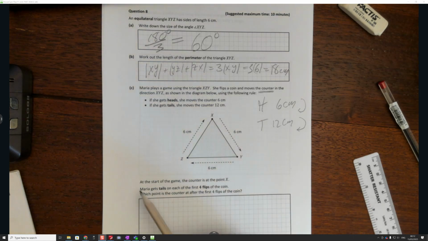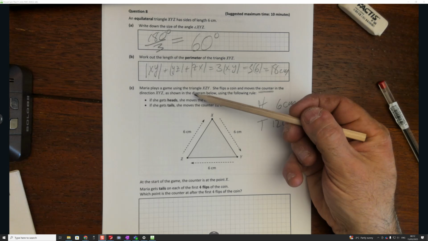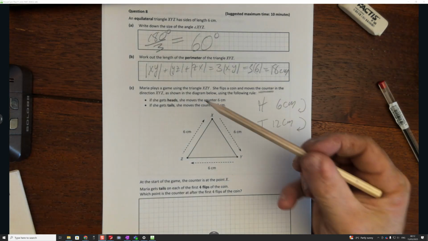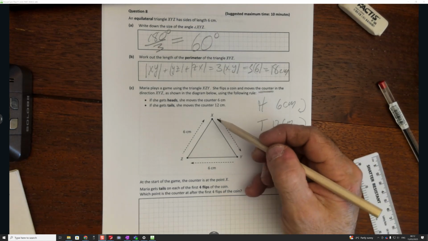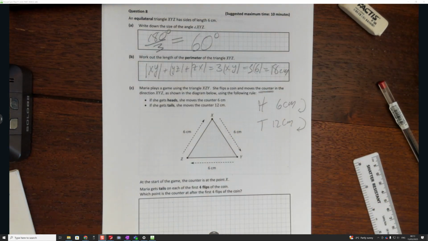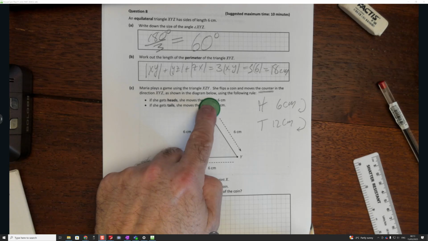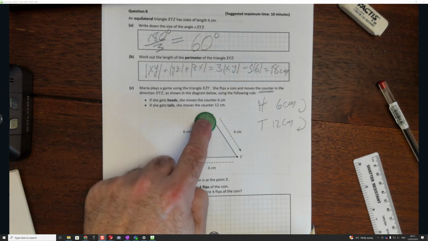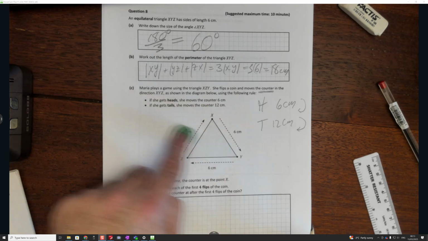At the start of the game, the counter is at point X. It took an awful lot of reading to actually come to an understanding. Now I understand that her counter is here, and if she gets a head, she goes to here, and if she gets a tail, she goes to here. If she was here and she gets a head, she goes to here. If she gets a tail, she goes to here. Okay, I get it.